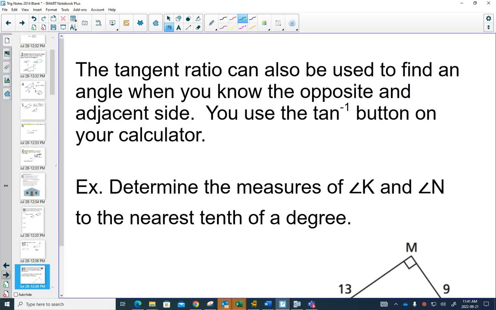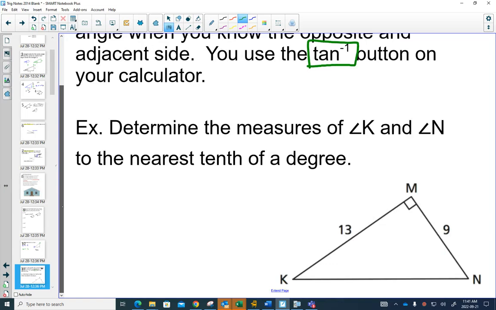We are going to learn a new button. On your calculator, there is an inverse tangent button, which is usually located right above the tangent button. How does this work? Well, first, it says if I want to find angle K, and I'm going to do this in green, can you see, because of TOA, that tan of angle K is equal to, what's the opposite side? 9. And the adjacent side? 13.